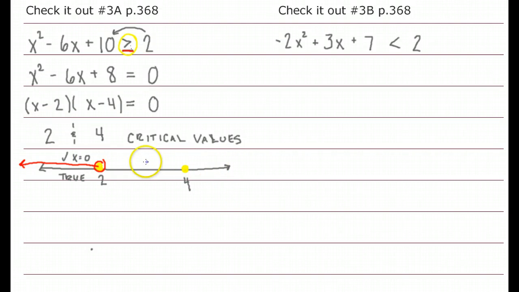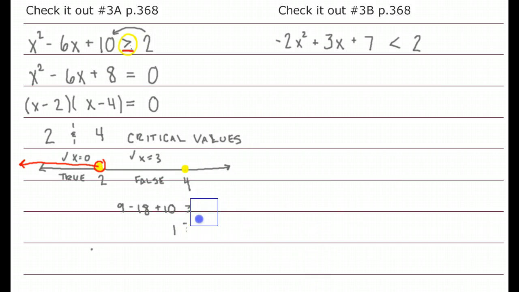Okay, let's take a look at a value in between 2 and 4, and the most obvious choice to check would be x equals 3. So if I put 3 up here, I'm going to get 3 squared, which is 9. So let's keep track of this down here. 3 squared, which is 9, minus 6 times 3, which is minus 18, plus 10, and I'm checking to see if that's greater than or equal to 2. Alright, well, 9 plus 10 is 19, minus 18 is 1, so this is the same as saying, is 1 greater than or equal to 2? And that's not, that's false. So what that means is my solution is not the values between 2 and 4. So those do not work.